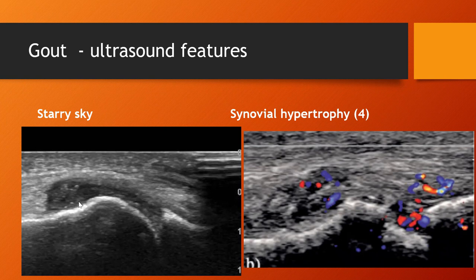But one of the things ultrasound's helpful for is a guided synovial biopsy. If we aspirate the fluid, it might be the next step in the diagnostic pathway. We can test if it's gout and there are crystals within the fluid.